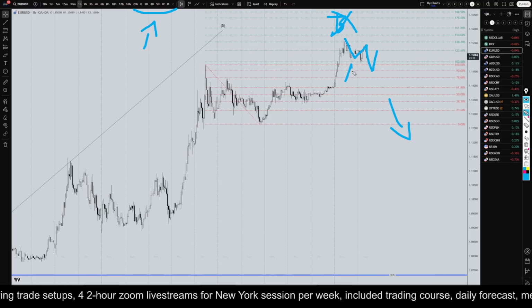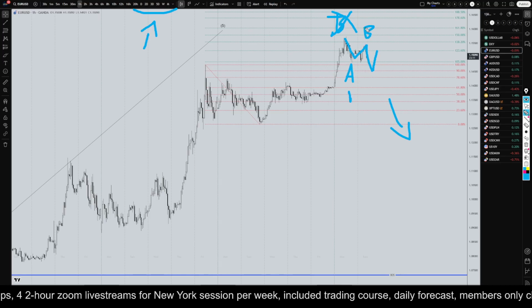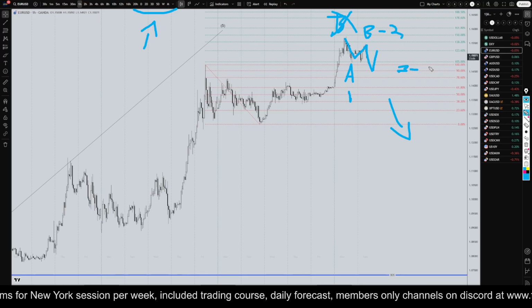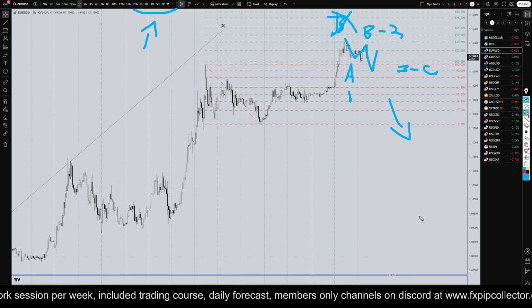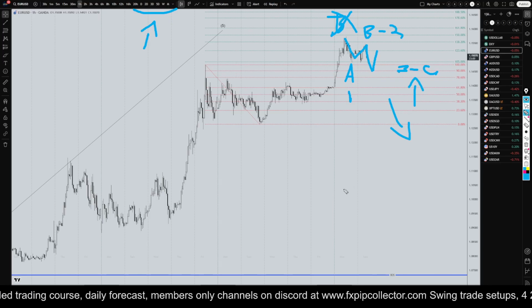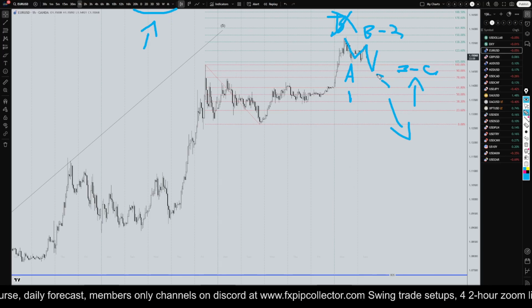So keep an eye on this to see whether it turns into an ABC or whether it turns into a 1, 2, 3. If you pay attention to your fib levels, pay attention to price, you should definitely be able to tell the difference between a wave 3 and a wave C, which we are currently likely already in.